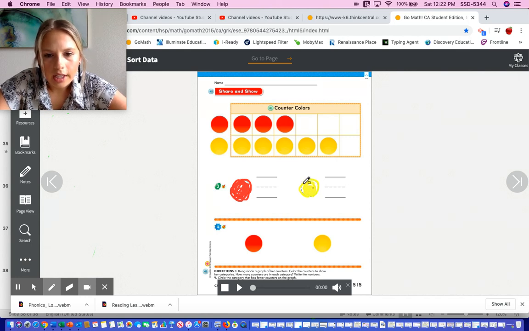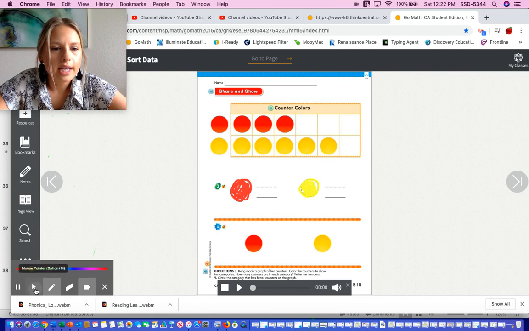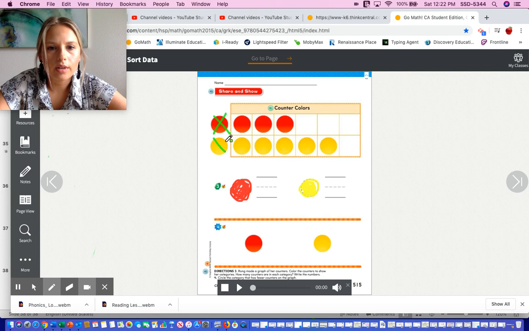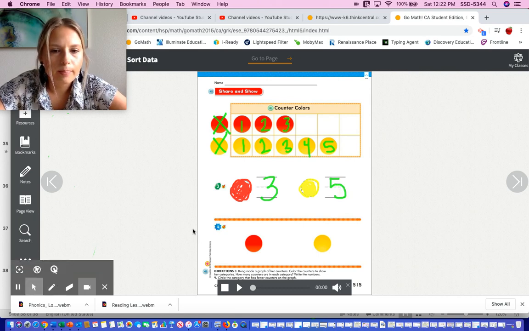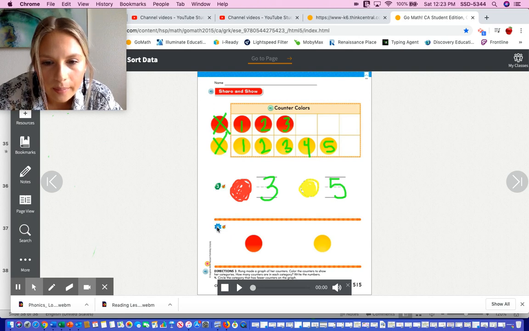So let's get our yellow and count and color this one yellow to show our numbers. How many counters are in each category and write them down? So let's check out our red ones. Remember, we don't count the outside red one and we don't count the outside yellow one. Let's count red. 1, 2, 3. Okay, how many red? 3. How many yellow? Don't count the outside one. 1, 2, 3, 4, 5. 5 yellow. Very good.